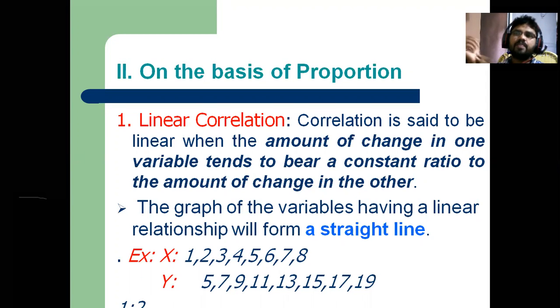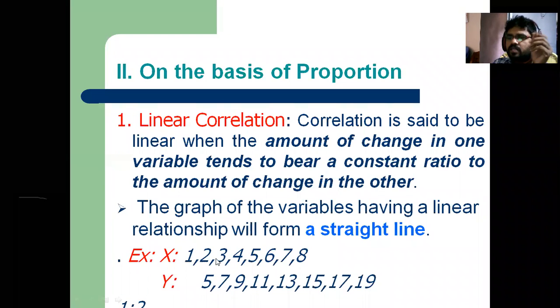For example, if the price increases from 1 to 2 rupees, the demand increases from 5 to 7. I have shown the data here: 1 to 2, 5 to 7; 2 to 3, 7 to 9. The change in the x variable, price, is 1, and in the y variable the change is 2. There is the same proportion every time.